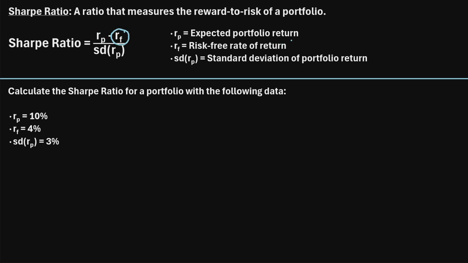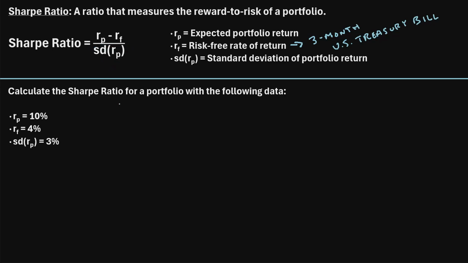For the risk-free rate of return, that would be something like a 3-month US Treasury bill. So it's an investment that has zero risk associated with it. And then we're dividing that by the standard deviation of the portfolio return. So really, all the Sharpe ratio is doing is telling you the ratio between the expected reward of the portfolio divided by the risk or the volatility, which is measured by the standard deviation of the portfolio return.